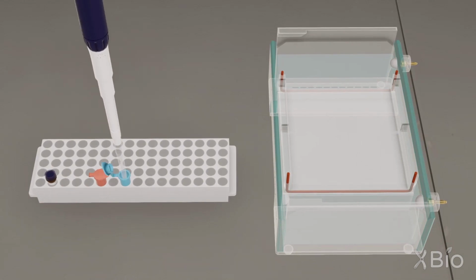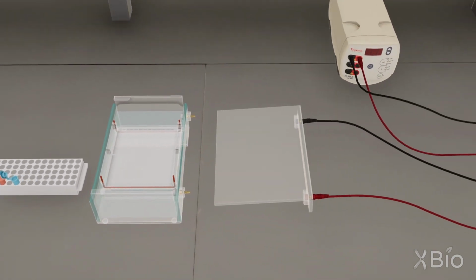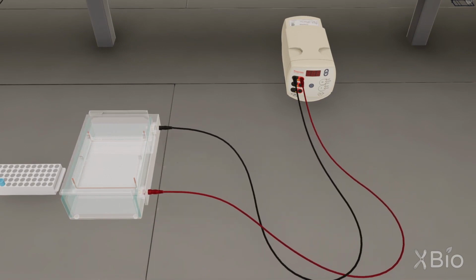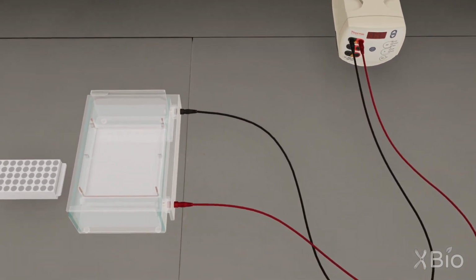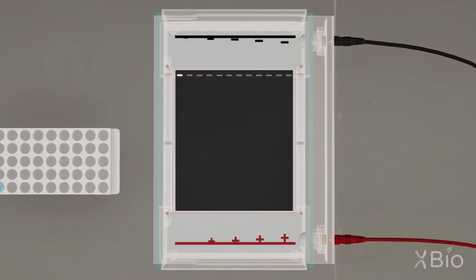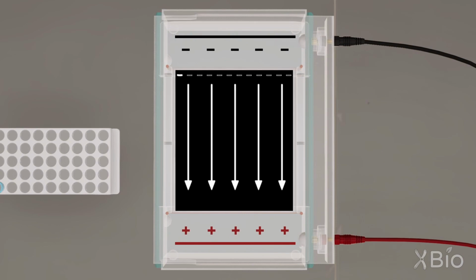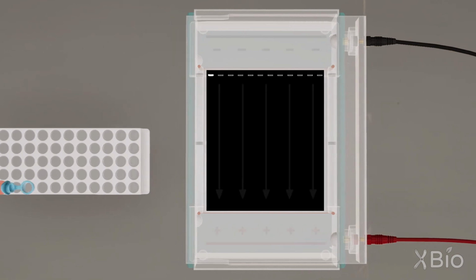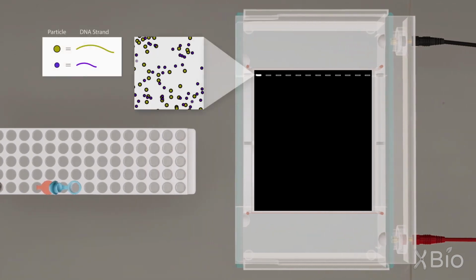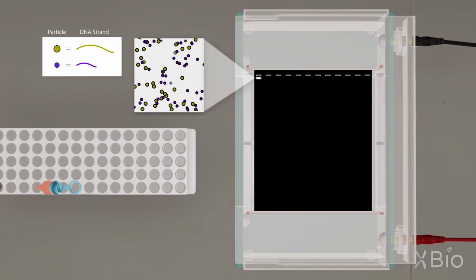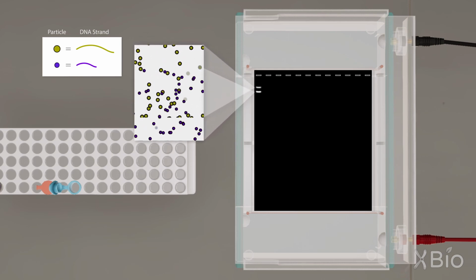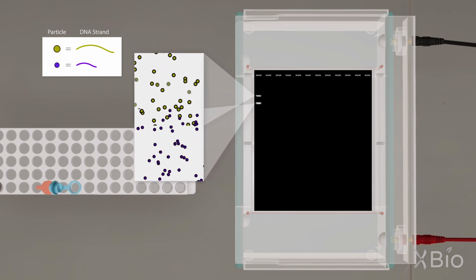We can use a pipette to transfer a small amount of the sample into a well in the gel. Once the sample is loaded, we can connect the gel apparatus to a power source and apply a current. The resulting electric field exerts a force on the negatively charged molecules, and they migrate towards the positive terminal. Meanwhile, the gel acts as a sieve. Smaller molecules tend to move more quickly through the gel, while larger molecules move slowly.